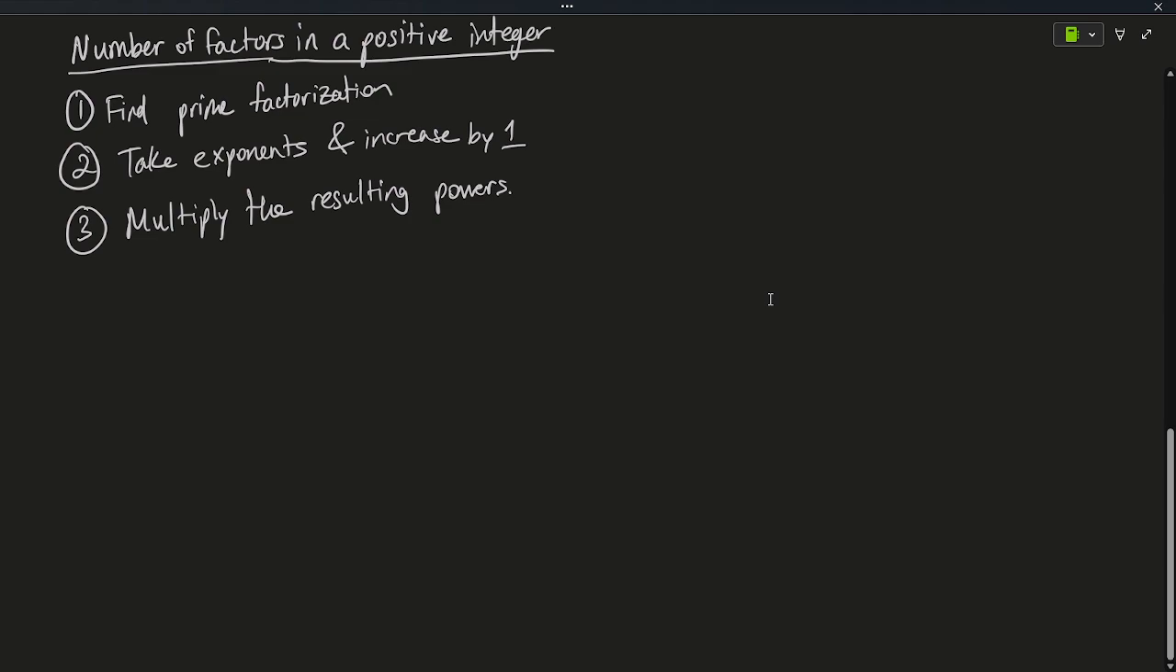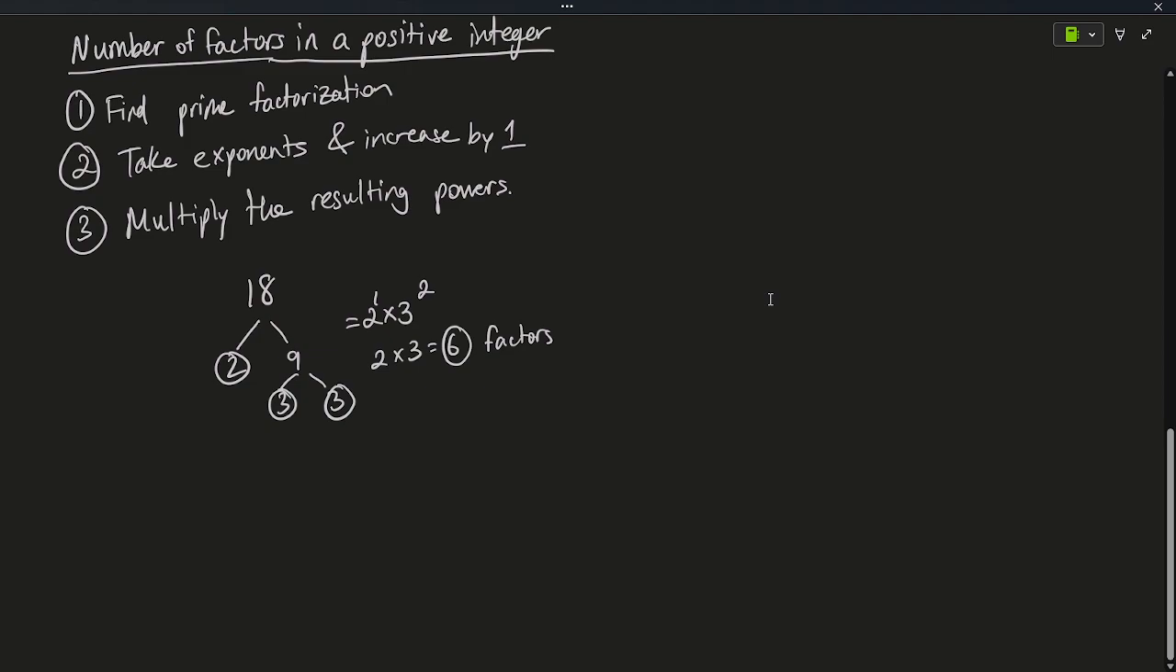So let's say we had 18, for example. Obviously, you could count out the factors. It's not a huge number, but you want to be smart. Using the factor tree, you can clearly see that the prime factorization is 2 times 3 squared. Using the idea, we're just going to raise the exponents by 1: 2 times 3, and there we go, 6 factors.